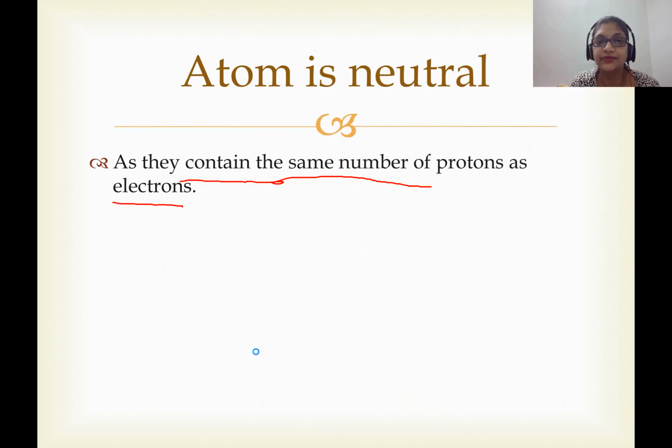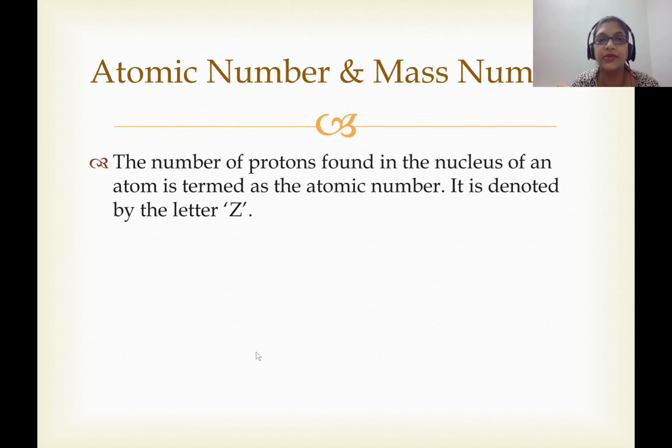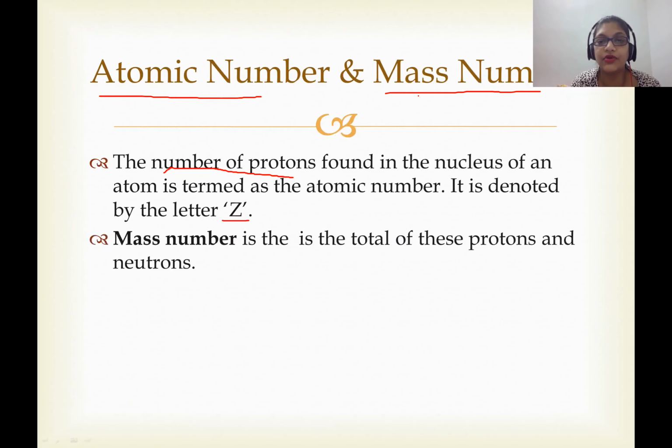Next we have the atomic number and mass number. These are the characteristic terms. Atomic number is the number of protons found in the nucleus of an atom. So if an atom has 5 protons, its atomic number will be 5. It is denoted by the letter Z. And mass number, as I said, mass is contributed by the nucleon number, which is the total number of protons and neutrons inside an atom. So these are the two: atomic number and mass number. These are the characteristics that will always be used when we talk about atoms.